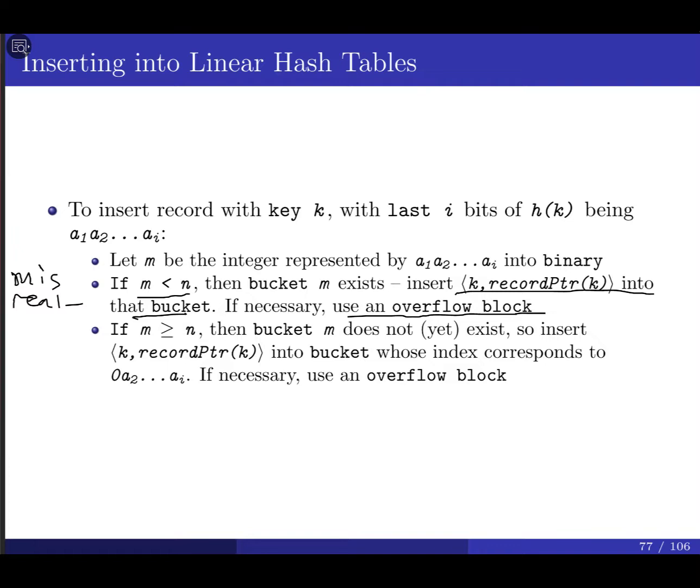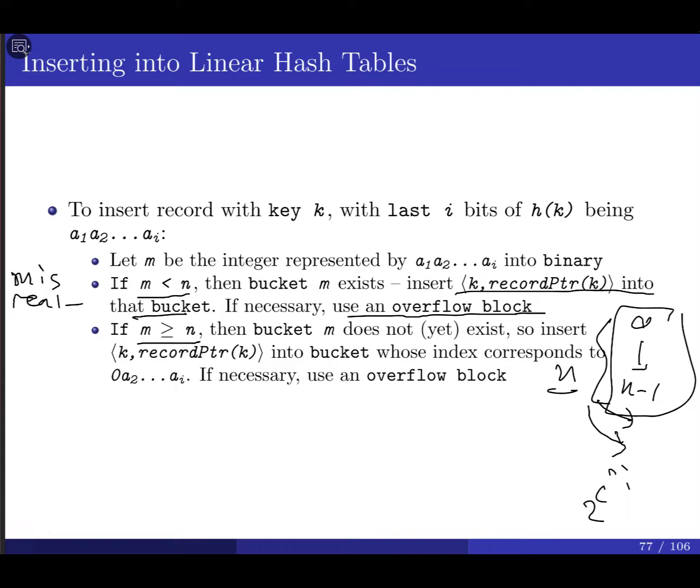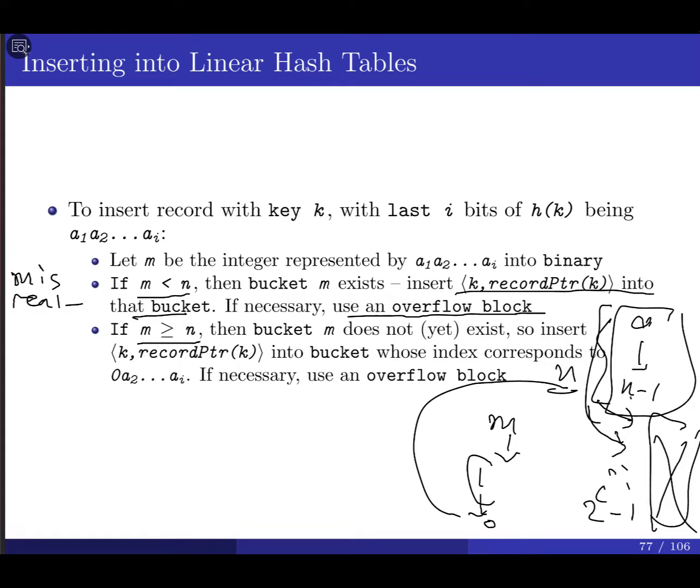If the value of m is greater than or equal to n, what does that mean? Since we have 0 up to n minus 1, those are the existing or real buckets, because we have n buckets. So if the value of m points to n plus 1 and so on, up to 2 to the power i minus 1, this does not exist yet. So I need to do what? Take the value of m, flip the first bit from 1 to 0, then this is going to map to 0 up to n minus 1. Follow the index, then store the data. If necessary, you can use overflow.